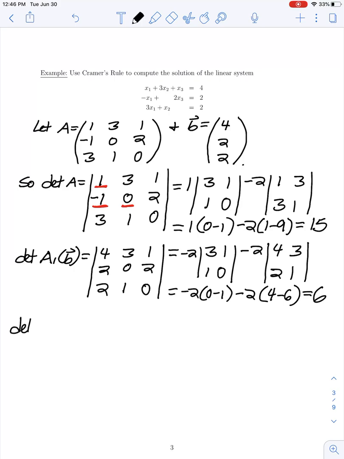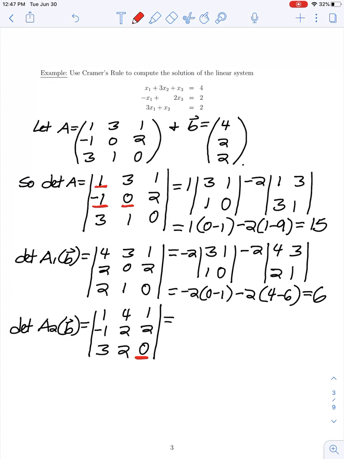Now for the determinant of A sub 2 of B, we're taking the determinant of the 3 by 3 matrix where the second column of A is replaced by B. So we have for our first column 1, -1, 3. The second column becomes 4, 2, 2. And our third column is 1, 2, 0. So here we can use a cofactor expansion maybe along the third row or third column, since that would be the only row or column containing a 0 entry.